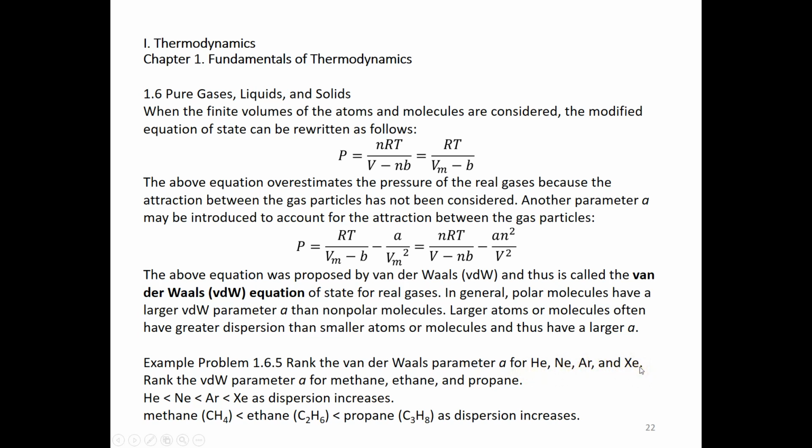Now let's rank the van der Waals parameters A for these four different atoms: helium, neon, argon, and xenon. Although they are all noble gases, xenon has the largest A due to the so-called dispersion force. It's just because xenon is larger than argon, argon is larger than neon and helium, and since we have a larger radius in xenon, that means the valence electrons in xenon are farther away from the nucleus. It's easier to distort the shape of those valence electrons to create a so-called instantaneous dipole moment in xenon. And this instantaneous dipole moment can induce another dipole moment in another xenon atom nearby, and these two dipole moments may have attraction. Therefore, xenon has a larger A than the other three noble gases. For the same reason, propane has a larger A than ethane than methane.